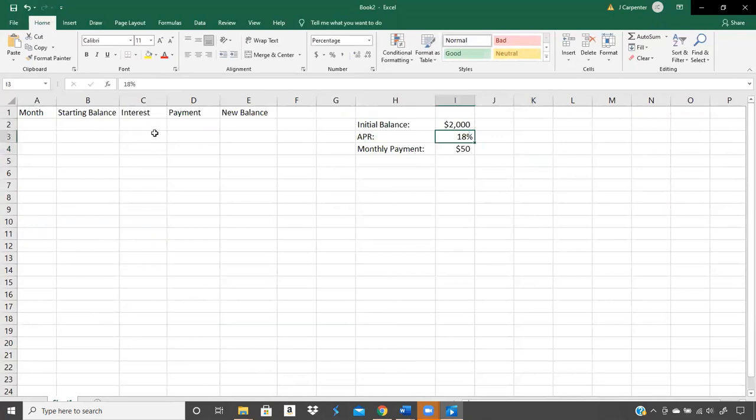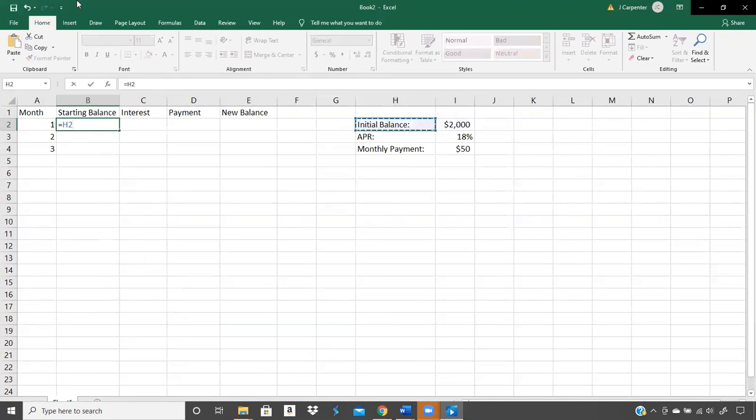It's not going to be the end of the world, whichever you do. And then month 1, 2, 3, and I'm not actually going to drag these down yet. Let's just see what happens. So starting balance. So you could type your 2,000 here, or you could do a fixed cell reference with the initial balance over there, and it has to be fixed. In other words, we need to double cache it.